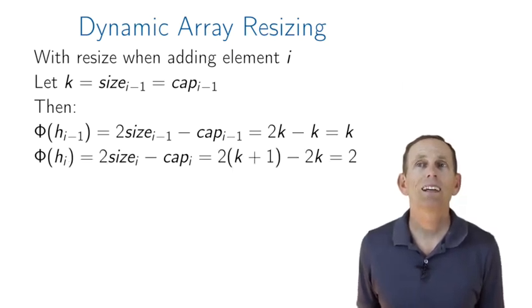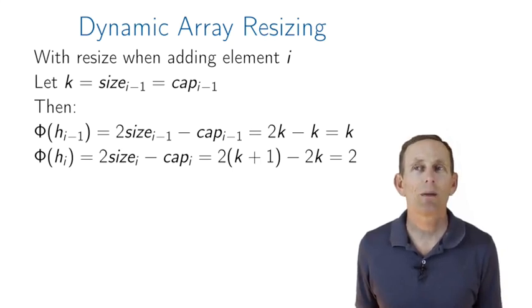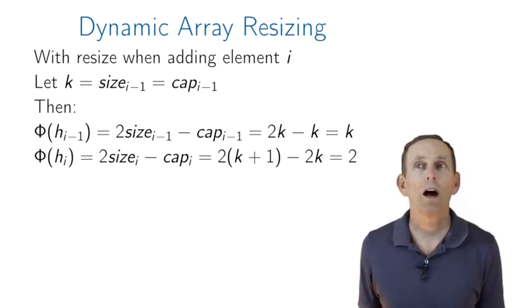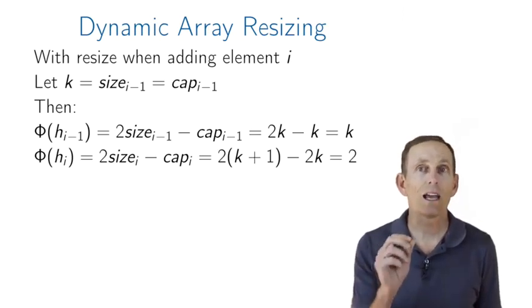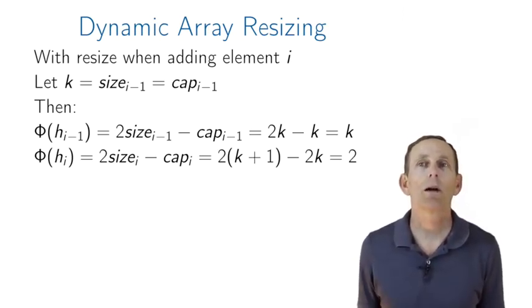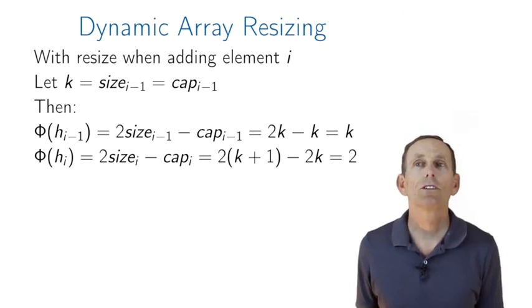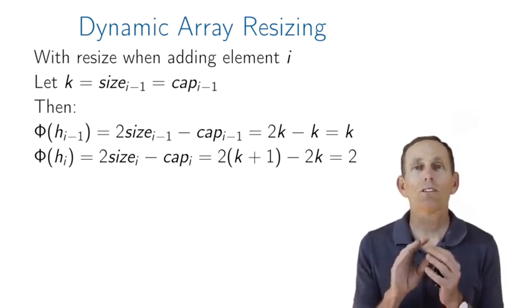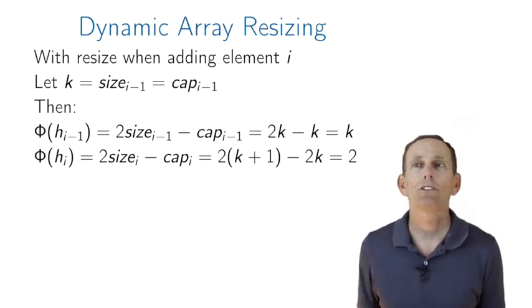Phi of h sub i is 2 times size sub i minus capacity of i, and that's 2 times k plus 1, because the size sub i is just 1 more than size of i minus 1, minus 2k. Why 2k? Because we double the capacity each time. So that's just equal to 2.